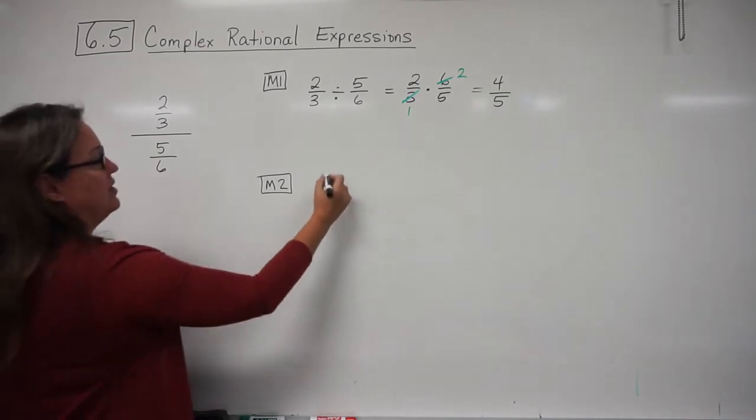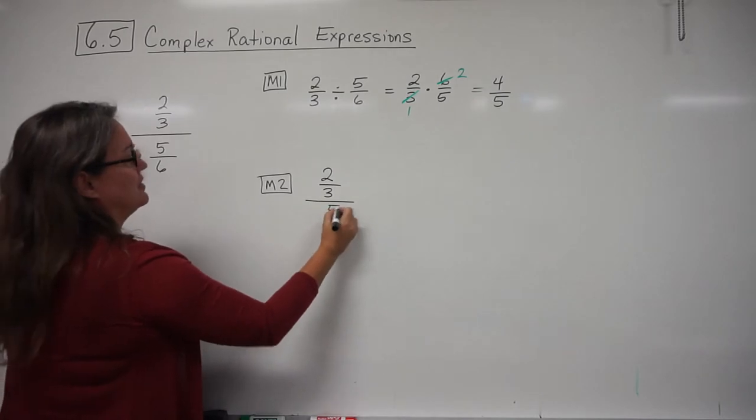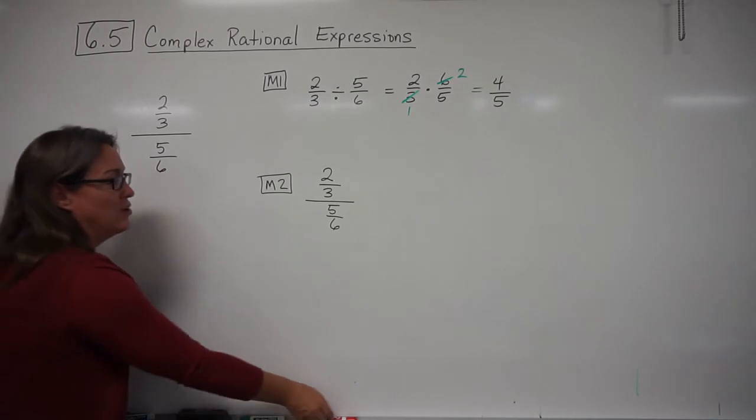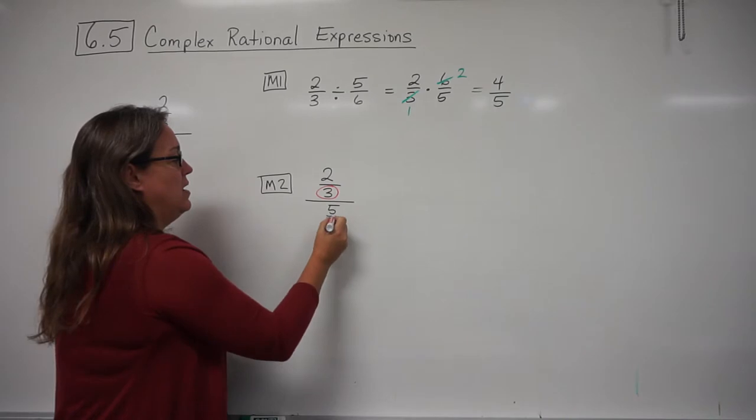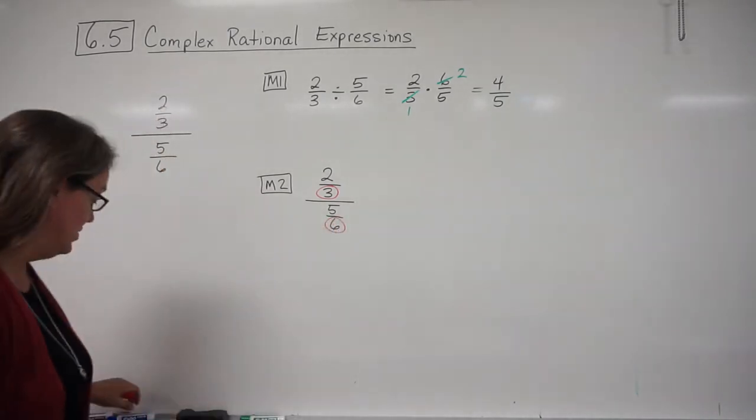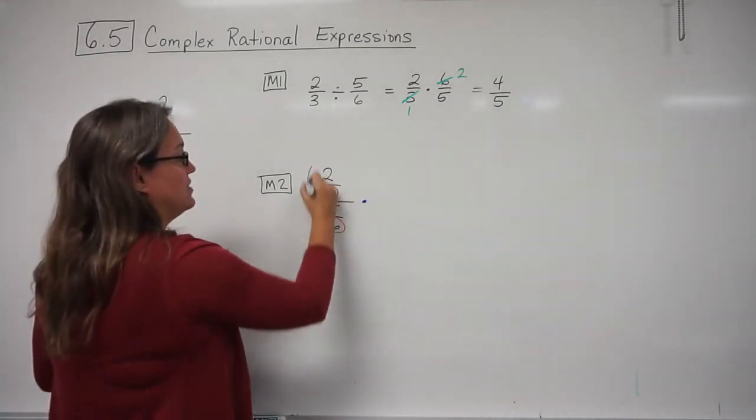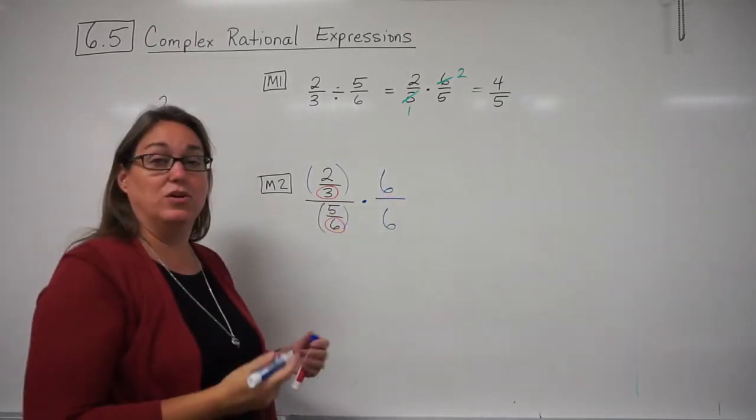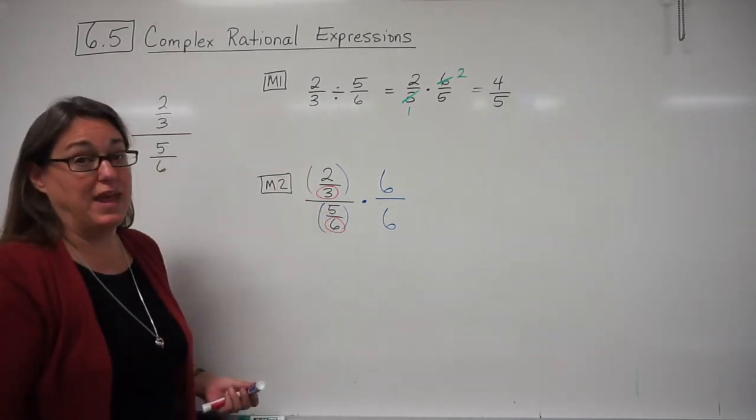The second method is to take this original complex expression and to find the common denominator of the denominators. So I have a denominator of 3 and a denominator of 6. The LCD between those two things is 6. So I'm going to multiply the top and the bottom of this fraction by a 6. Perfectly legal. You can always multiply the top and the bottom of a fraction by the same thing.